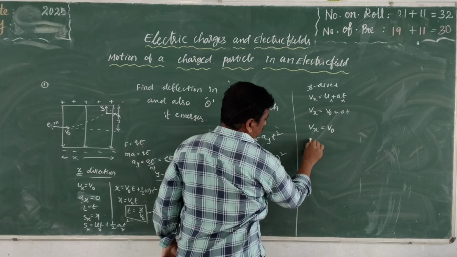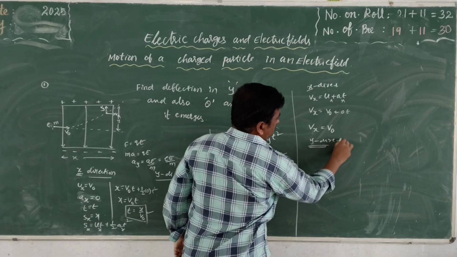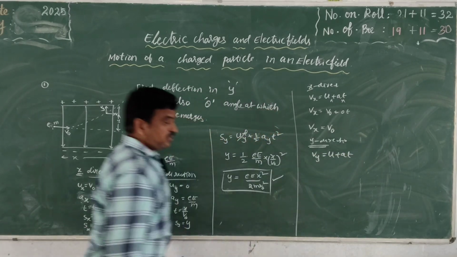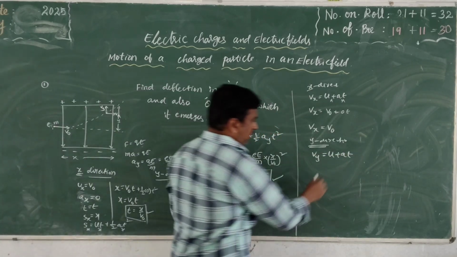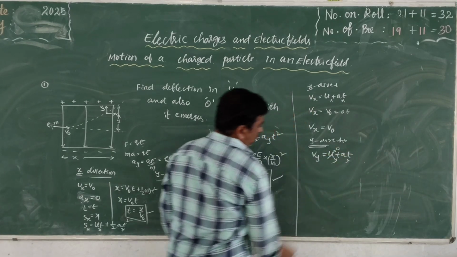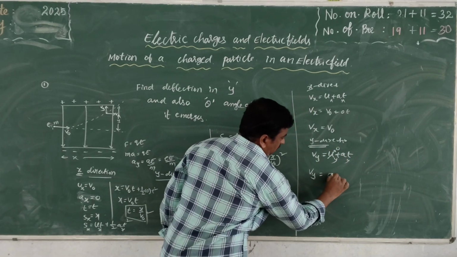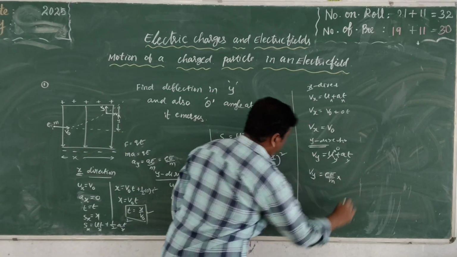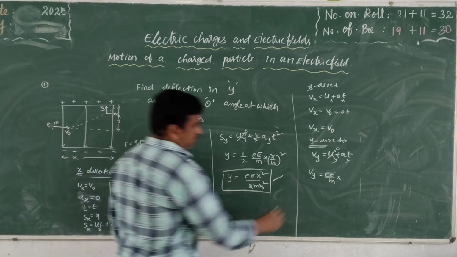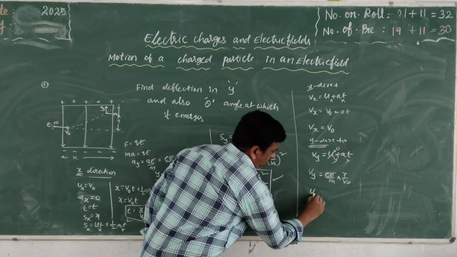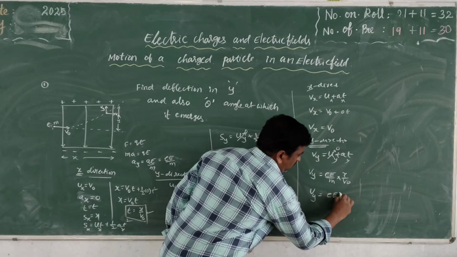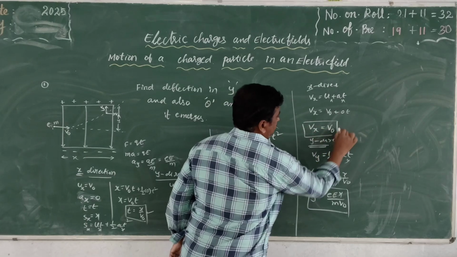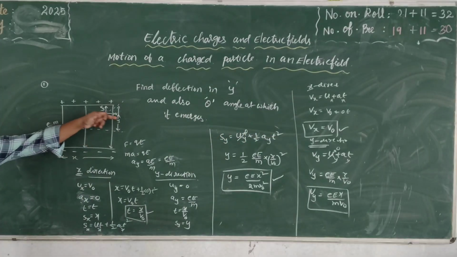Now the y direction, we can write the same. The formula is Vy equal to u plus at, where u means 0, the initial velocity along y axis, and ay. So Vy equal to ay, which is E by m, into t, which is x by v naught. So along y axis the final velocity is E x by m v naught. This is along y axis, and this is along x axis. So these are the velocities along x axis and y axis.